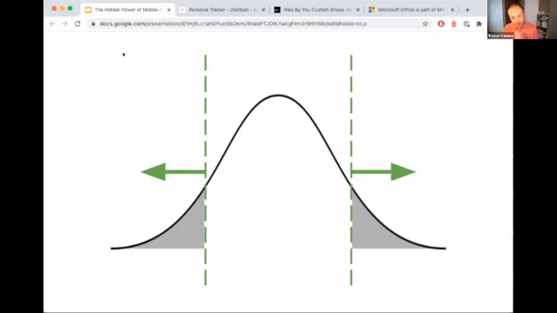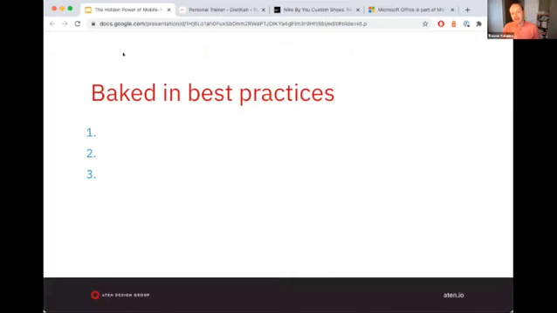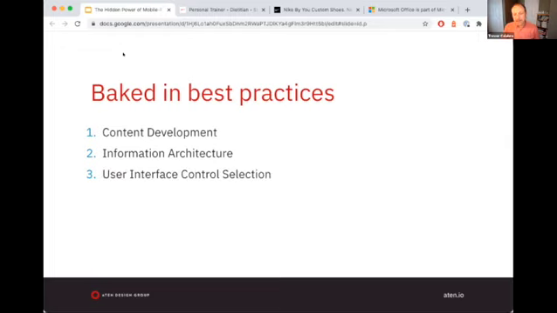So I want you to flip your idea about this and think about appeasing the extremes, and that gets us into the main meat and potatoes of this presentation. The fast track part I'm talking about is this baked in best practices. We have best practices just inherently baked into the idea that you design for your phone first. And I want to break them down into three main components. There's content development, there's information architecture, and then there's choosing the proper user interface controls.